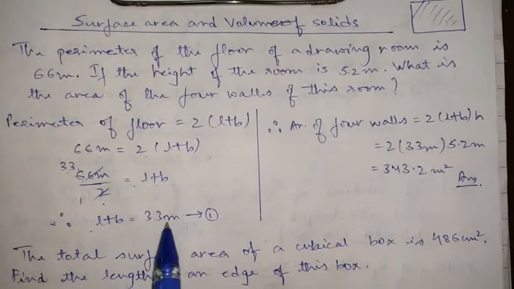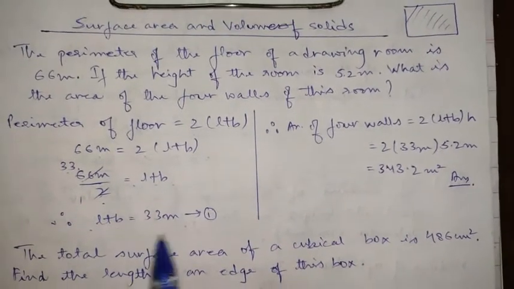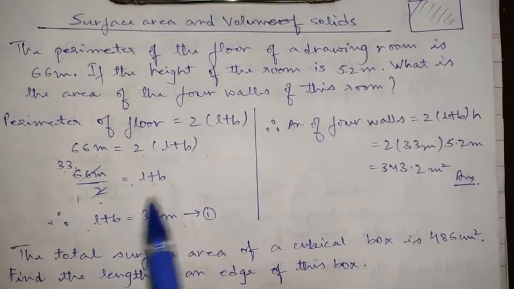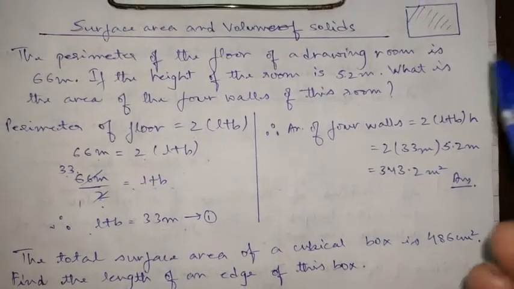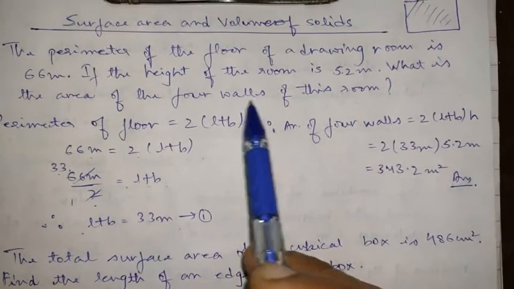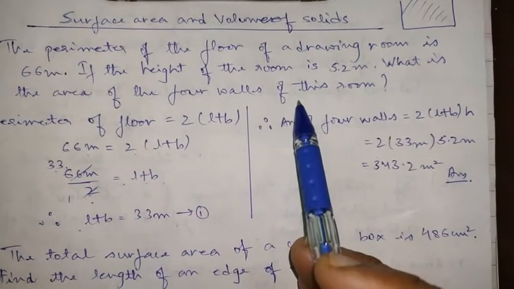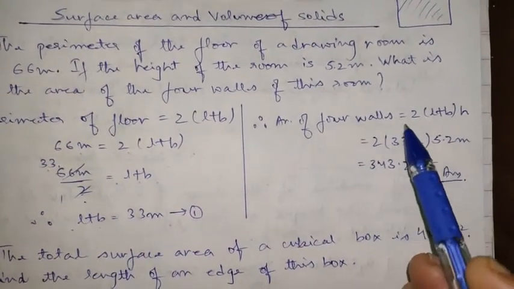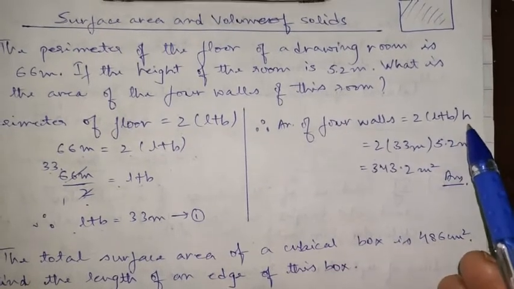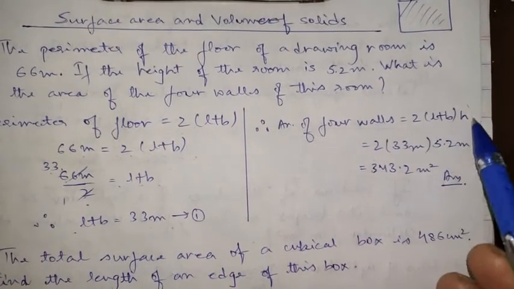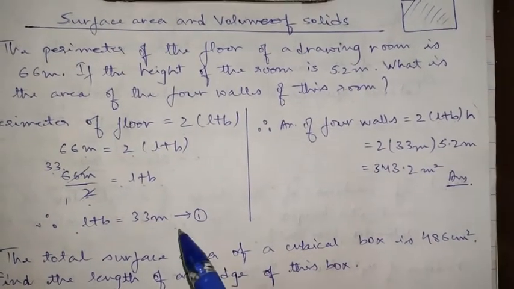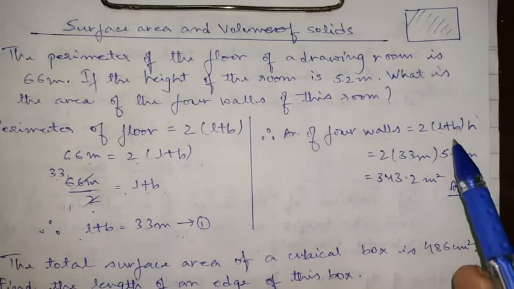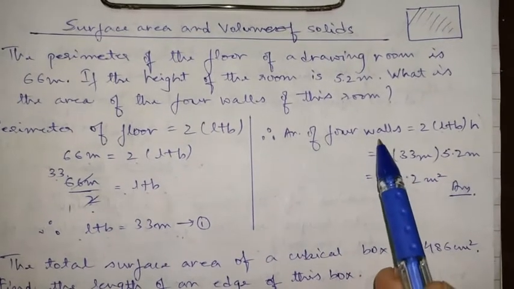Now what is the need of finding this sum of length plus breadth? The reason is that the formula for finding the area of the four walls of the room is: area of four walls is equal to 2 times (length plus breadth) into height. As per this formula, you can see the term length plus breadth is coming. So we are going to use the previous value of length plus breadth in this formula to find the area of the four walls.